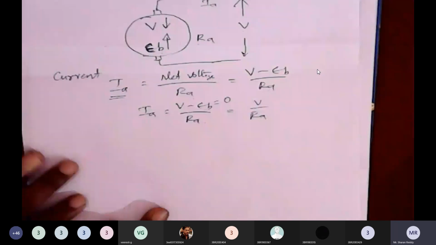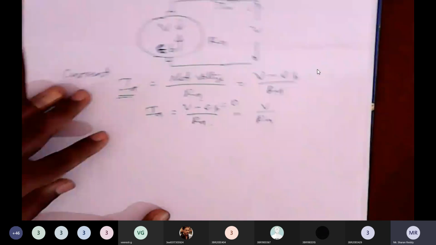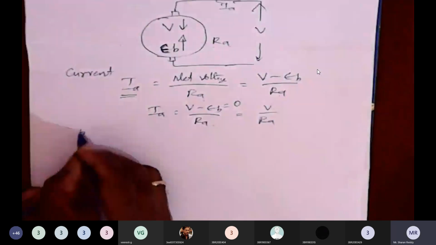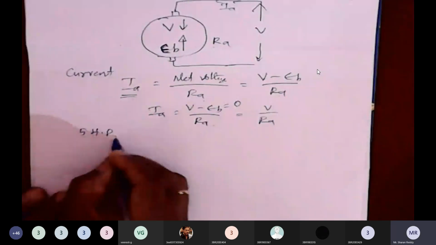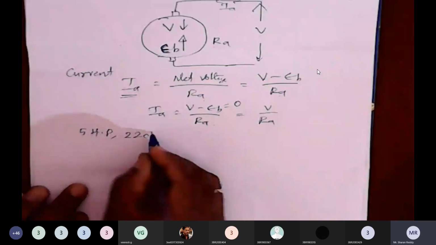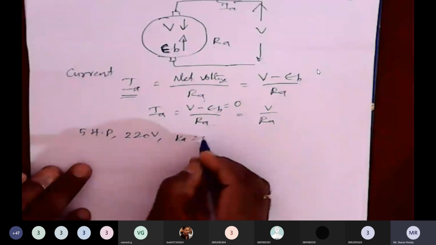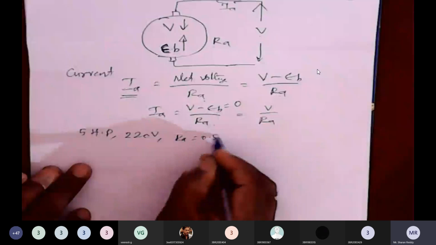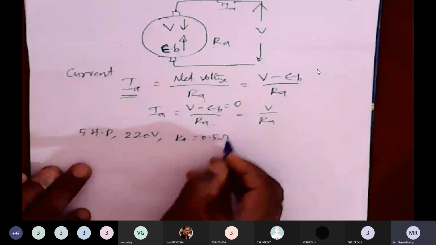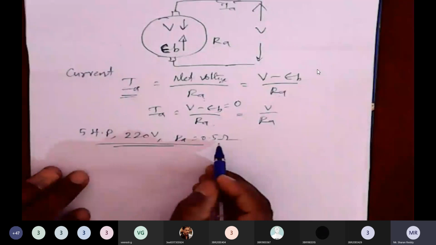I am considering an example of a 5 HP motor, and its operating voltage is 220 volts. Armature resistance Ra is equal to 0.5 ohm. So I'm considering this motor. What is the capacity? 5 horsepower, 220 volts, armature resistance is 0.5.